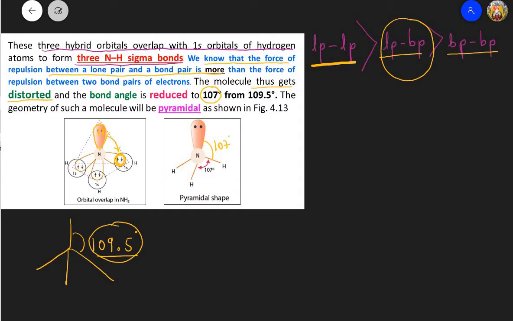And therefore the geometry will be changed. If it was sp3 hybridized without any lone pair, we would have called the shape of the molecule tetrahedral. But here, because of one lone pair, there is a repulsion. Which type of repulsion? Lone pair and bond pair, and that is the reason the shape of this molecule is now called pyramidal. Is it clear, students? This concept you have to remember.